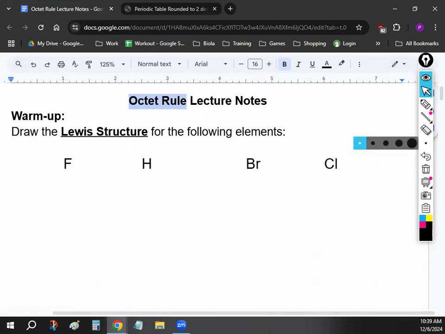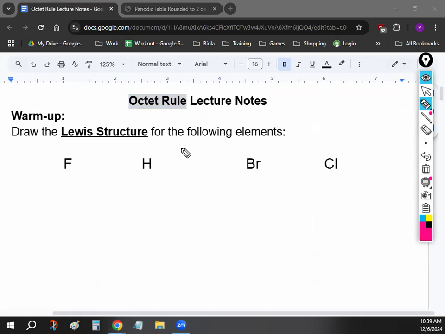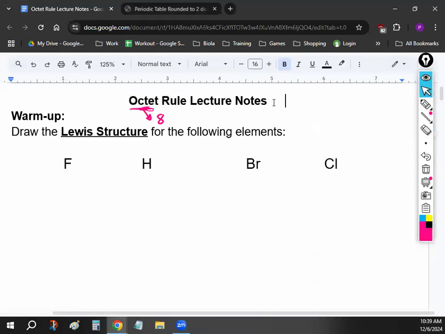And if you guys are familiar with just the prefixes for things, octet means 8, right? Like an octopus has 8 arms. An octagon has 8 sides. Well, we're going to be talking about the number 8 quite a bit for the rest of the unit. We're going to be talking about something called the octet rule. So think of the number 8 because that's the one that we're going to be counting up to.